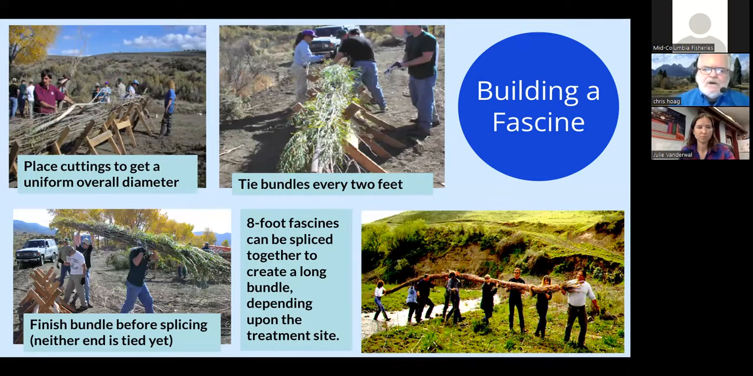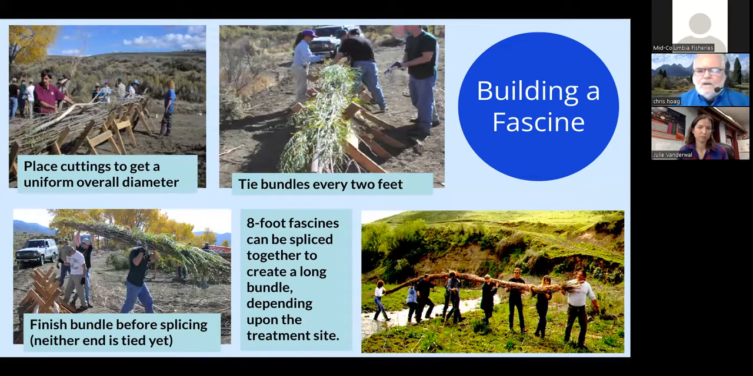Again, you're laying the cuttings on there with the tops and bottoms alternating, and when you get the right diameter, you're going to tie it. Julie already mentioned either using cotton twine or sisal rope. You're going to tie those every 2 feet, so usually it's in between each of the sawbucks.